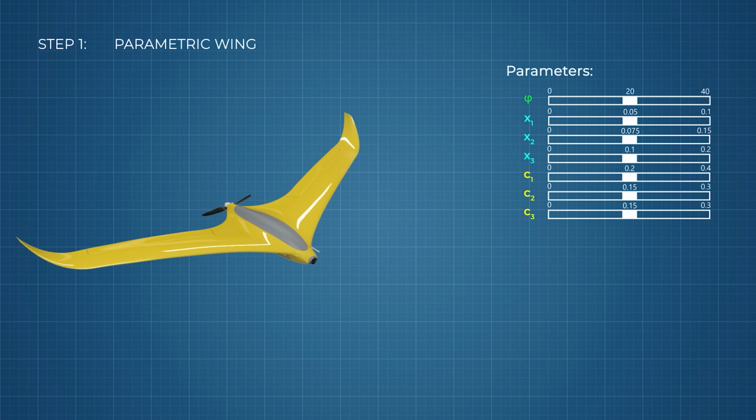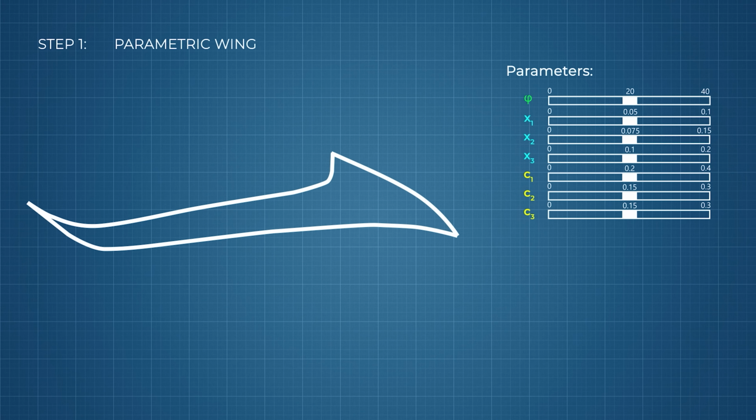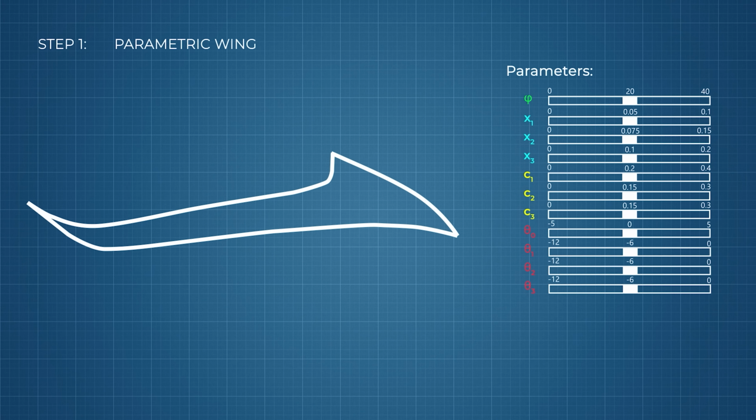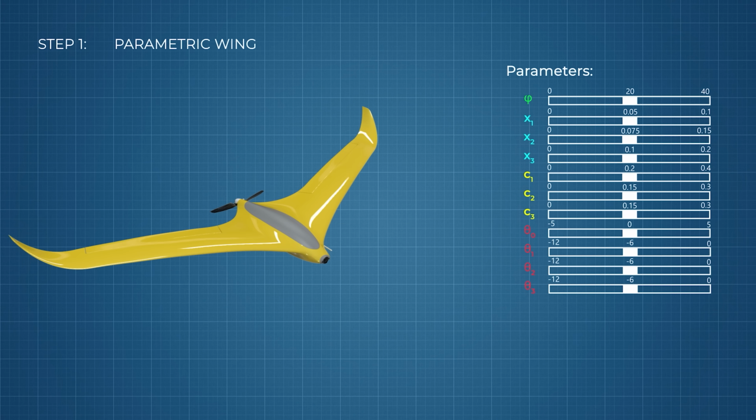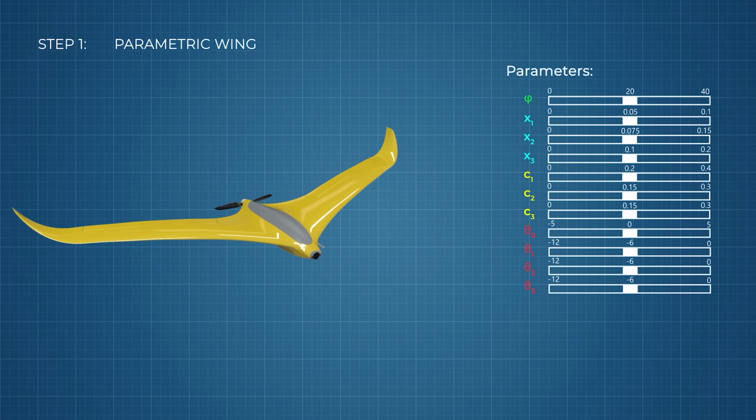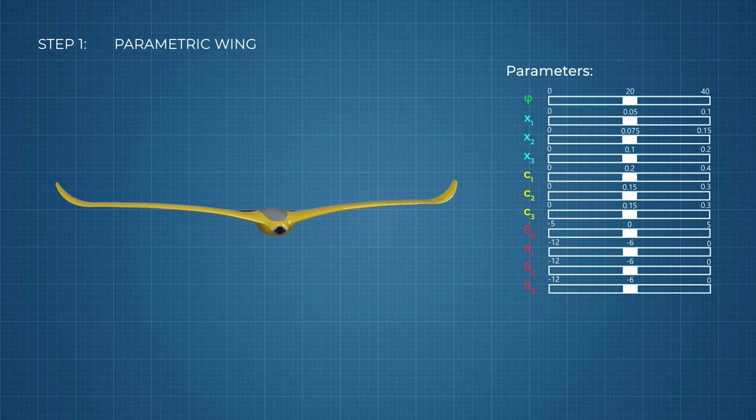Regarding twist, which is one of the most critical features in a flying wing, I control it with 4 variables, 1 at the root and 3 more along the span. That lets the wing tune stall behavior and longitudinal trim, and it also has a huge impact on the lift distribution. More on that later. And finally, the feature we focused on in the previous video, dihedral or 3D shaping.